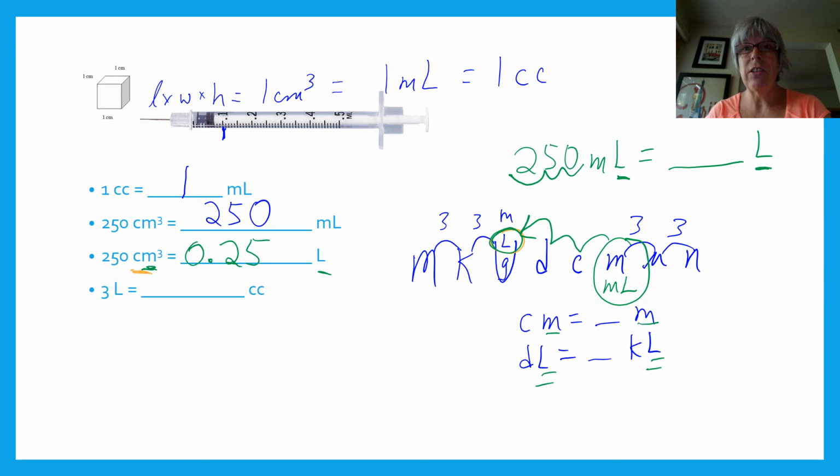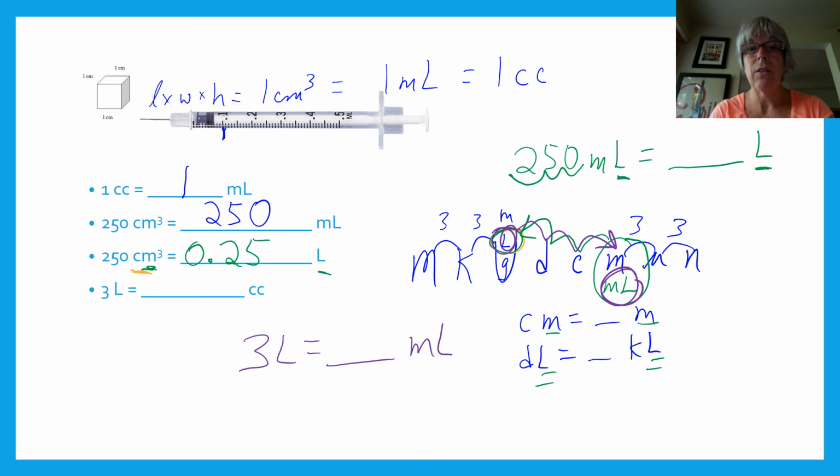3 liters to cc's, similar process. A cc is just a milliliter. So really what we have to do is go from 3 liters to milliliters. Liters to milliliters is 3 jumps to the right. 3 jumps to the right gives me 3,000.